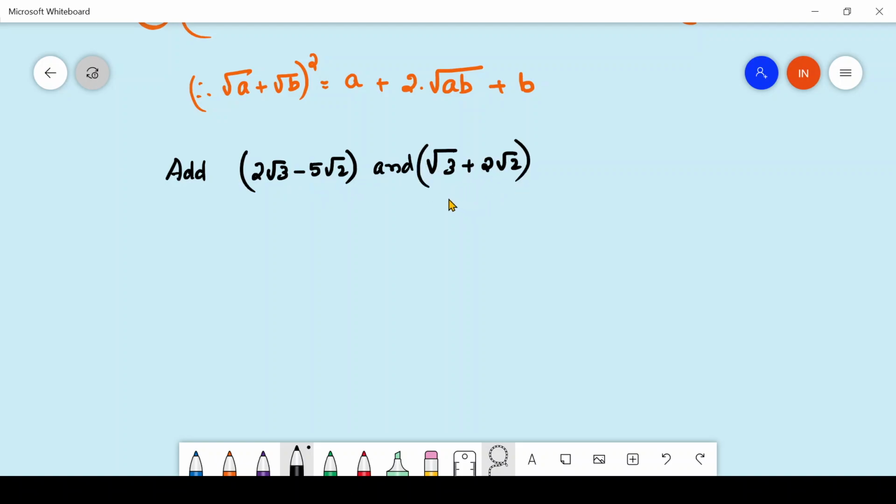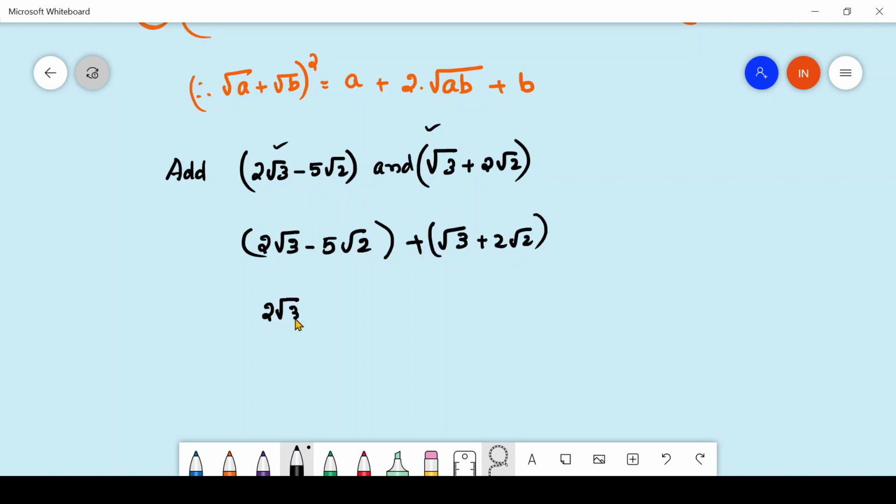How can we do the addition of this? So let's see how we can do it. I'm going to take the root 3 terms together and write this. First we put it in addition form, plus root 3 plus 2 root 2. As I told before, the root 2 terms I'm going to take together, that is 2 root 3 plus root 3. I'm just going to put this in one bracket, plus what is the next?